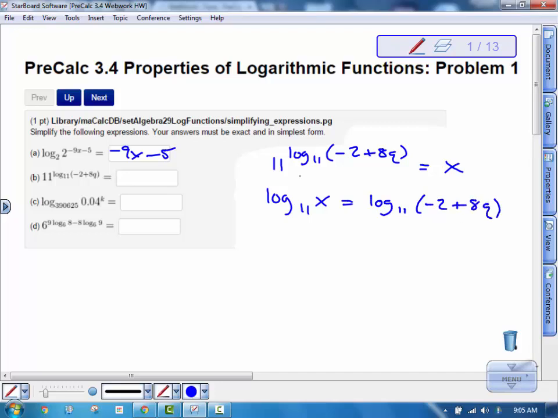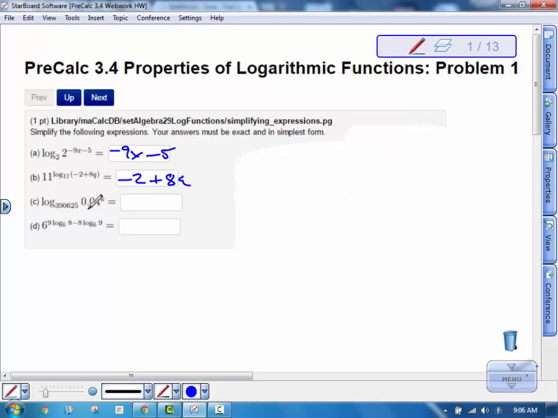Once again, when you're writing a log equation, a log is an exponent, so here's the exponent. That has to come from the exponent. Now we can see that our answer is just negative 2 plus 8q, because that's what x is, which is our whole expression that we started with.